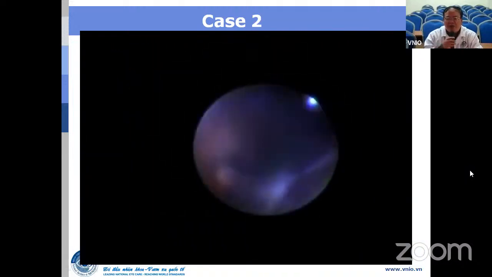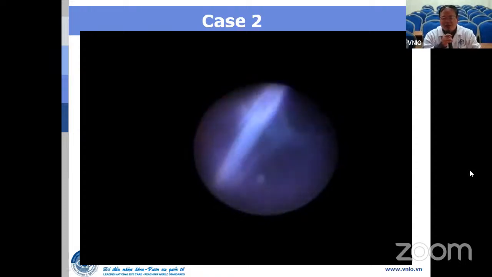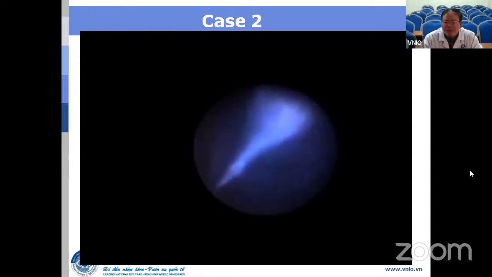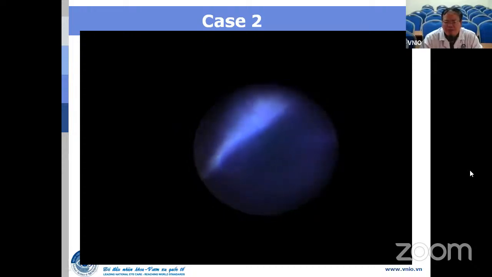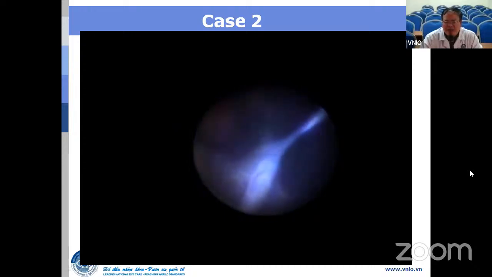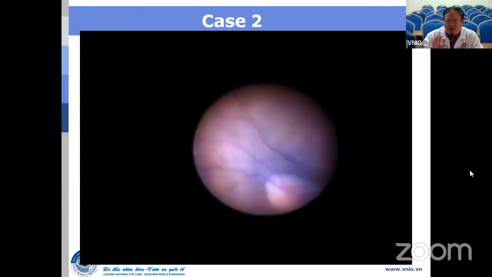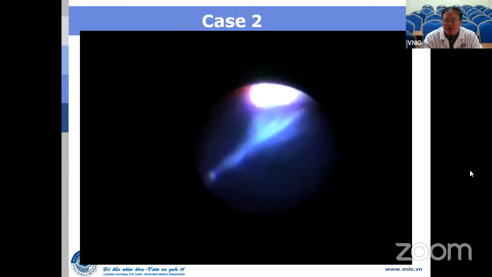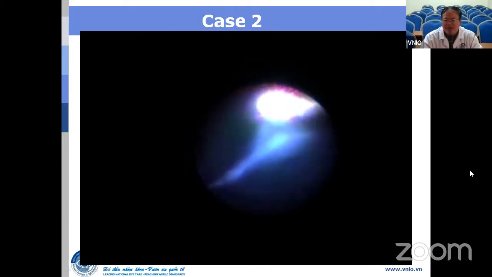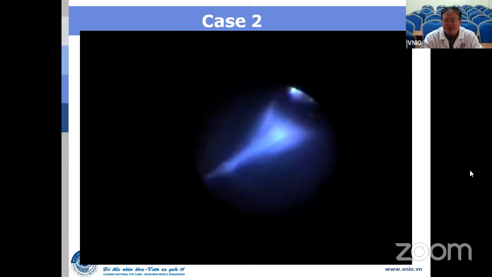In this case, we do PPV with the endoscopic system. I think that in the endoscopic system, we can focus on the lesion, but we cannot have an overview around that, so it's quite disadvantageous.